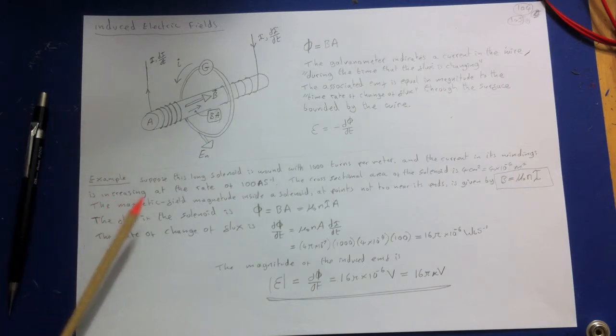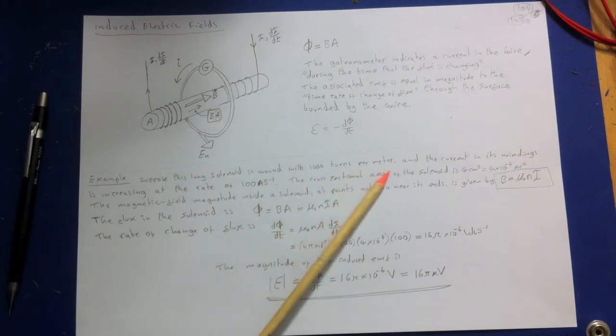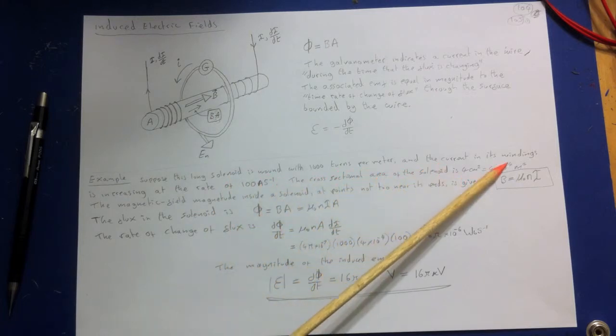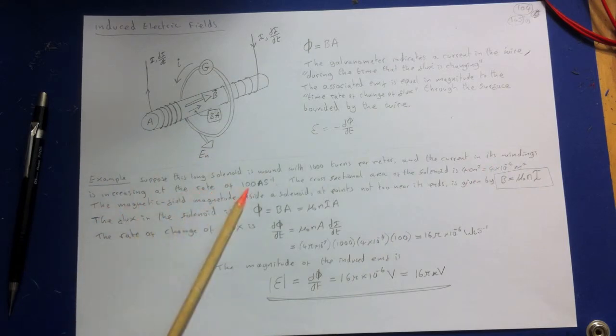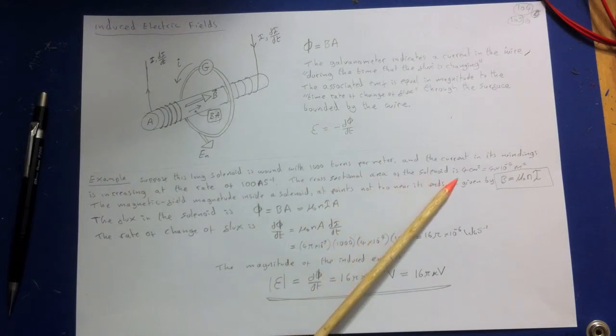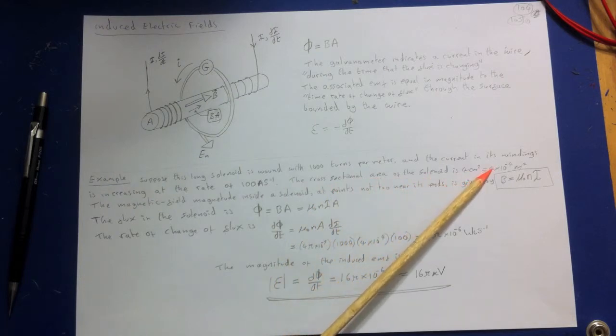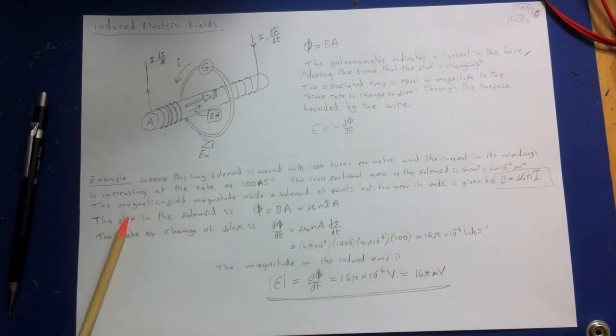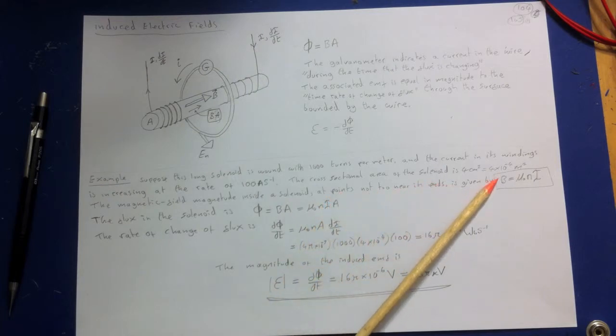So here's an example. Suppose this long solenoid is wound with 1000 turns per meter, and the current in its windings is increasing at the rate of 100 amps per second. The cross-sectional area of the solenoid is 4 centimeters squared, or 4 times 10 to the minus 4 meters squared. The magnetic field magnitude inside a solenoid at points not too near its ends is given by this equation, which I think we went over before. I'm just stating the equation here.